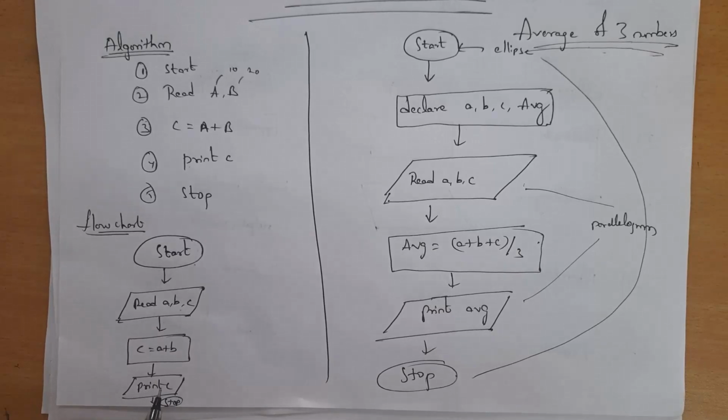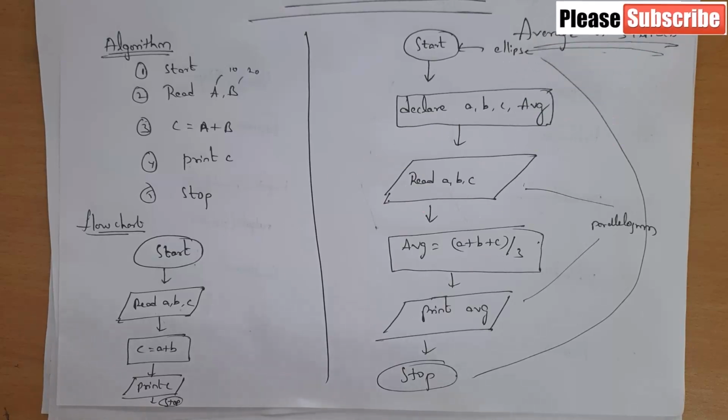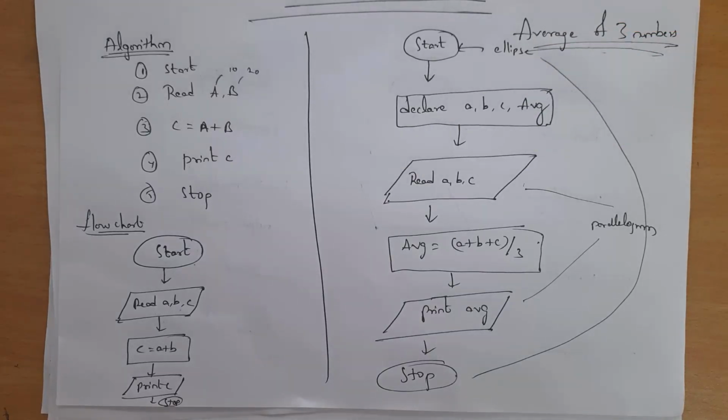So I am printing C, and the last step is stop. This is the flowchart for addition of two numbers. As I already said before, for start and stop we use an ellipse, and for reading values and printing output we use a parallelogram. So here I am using a parallelogram. And if you want to write any expression like A plus B, A into B, we need to use a rectangle. So I wrote C is equal to A plus B in a rectangle.